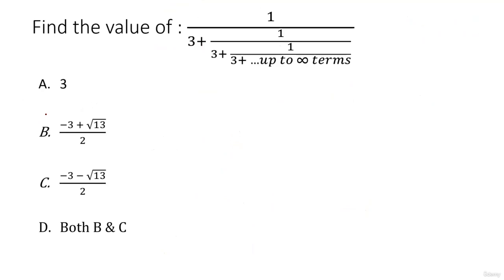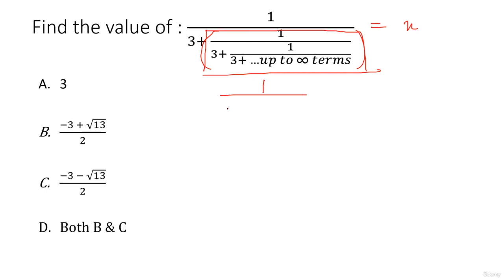Find the value of 1 upon 3 plus 1 upon 3 plus 1 upon 3 plus 1 upon 3 up to infinite terms. Now, one way to solve the question is that you can write this as equal to x. 1 upon 3 plus 1 upon 3 plus 1 upon 3 up to infinite terms is equal to x. If you observe carefully, guys, the lower term is also the same, 1 upon 3 plus 1 upon 3 plus 1 upon 3, up to infinite terms. So this entire thing can also be equated with x.